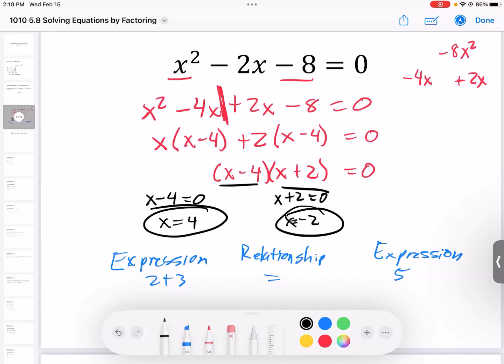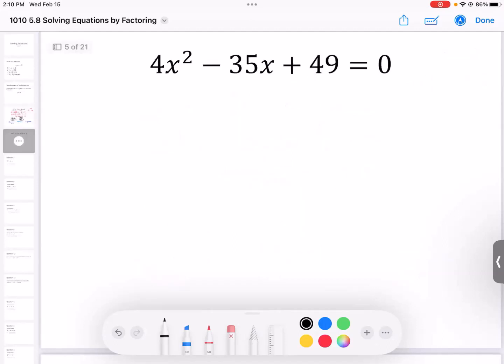So let's do another example of this. On this one, we have the polynomial equal to 0. And it's a trinomial, so I can multiply my first and last terms together. And that gives me, I want to say 196x squared, I think. Someone want to check me on your calculator?